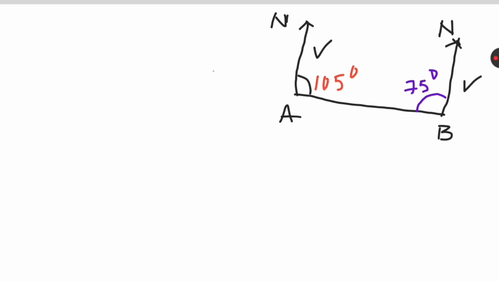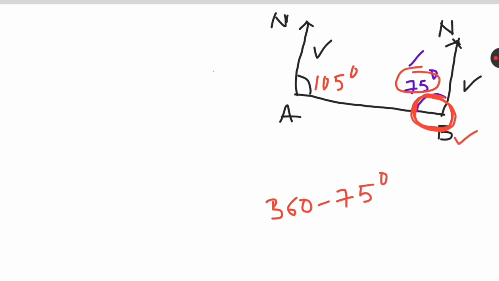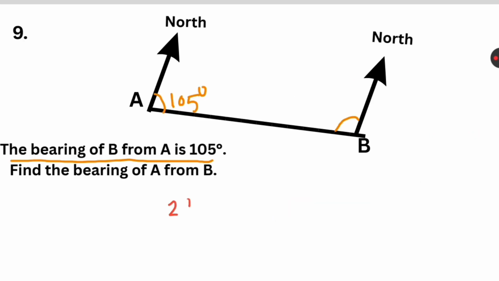But in the given question, we need to find the bearing of point B from point A. So we need to go in the clockwise direction. We know the inside angle, which is 75, and also we know that a full rotation is 360. So from 360, if you subtract the inside angle, which is 75, then we are going to get the bearing of point B. So simple. From 360, if you subtract 75, we get 285 degrees. So that is the bearing of B from A. So the answer is 285 degrees.